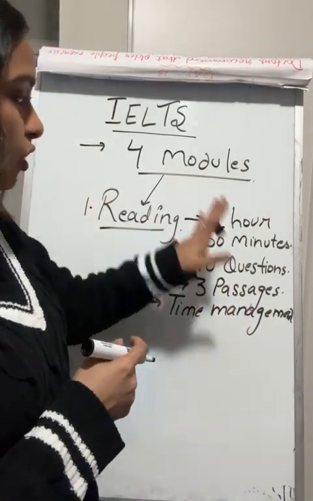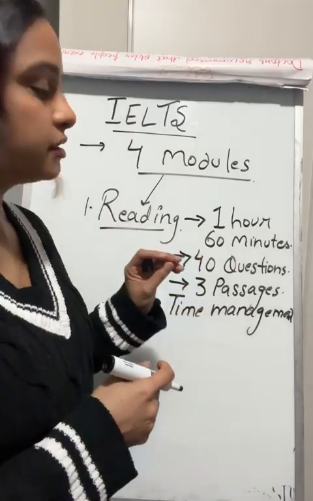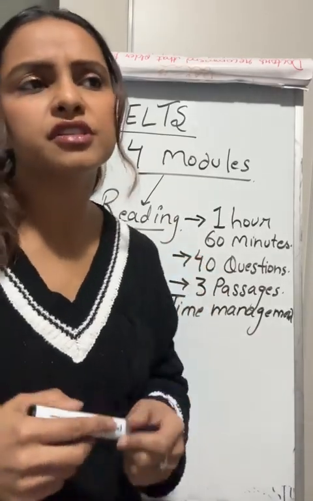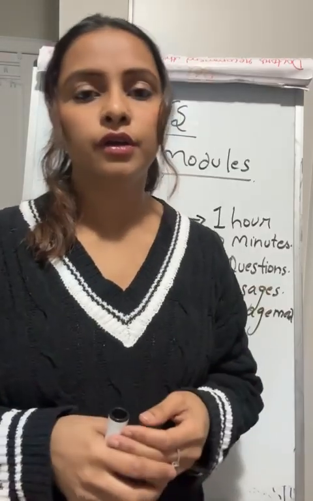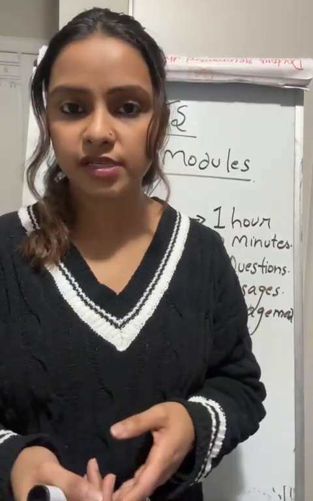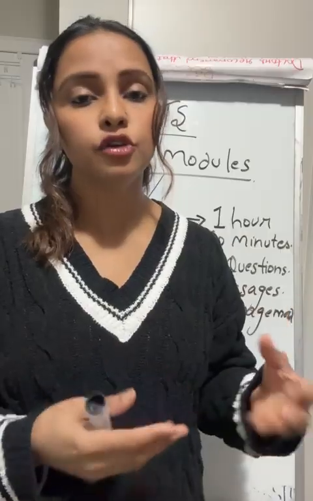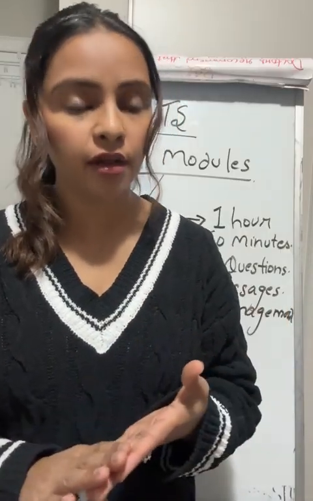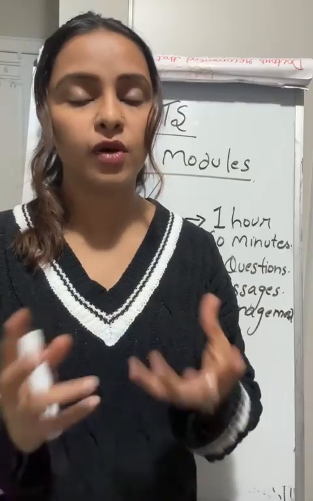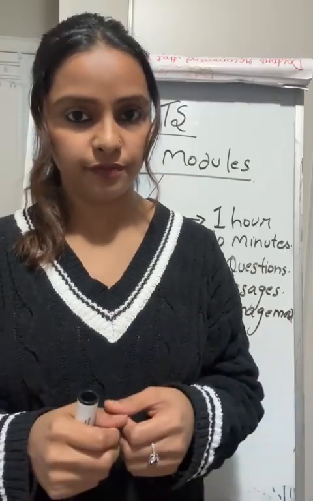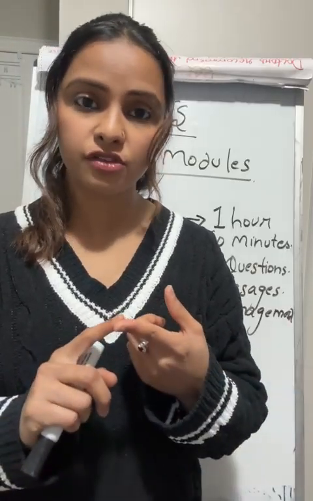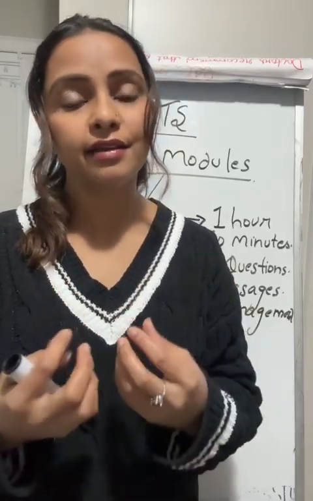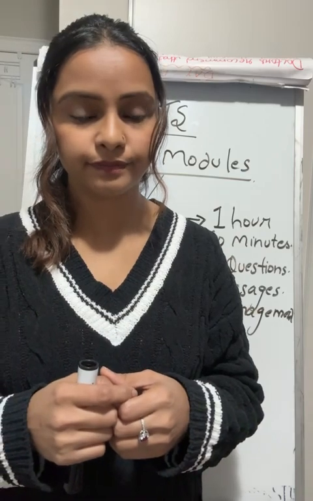So reading is all about types of questions, 40 questions in 60 minutes, and there are different types of questions such as fill-ups, true false, multiple choice, matchings, headings. We'll be doing all the types of questions one by one because every type of question requires a different technique and strategy. You have to learn those strategies and techniques in order to get accurate answers.